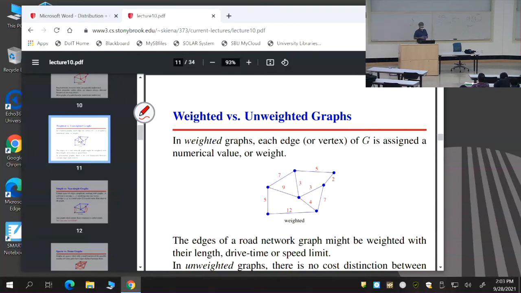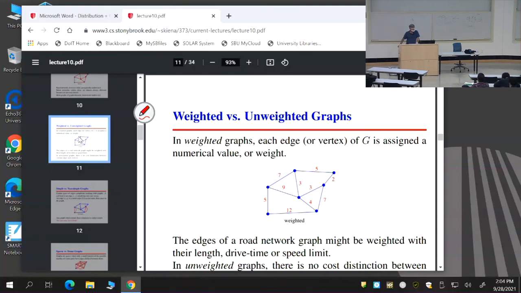Are road networks weighted or unweighted graphs? You say weighted, what are the edge weights? I would say it depends what you want to do with it. If you want to have a GPS system and find the shortest path between things, then a natural thing is to weigh each edge according to its length or its travel time. So in the context of road networks used for transportation, that makes a lot of sense for trying to plot the shortest route.